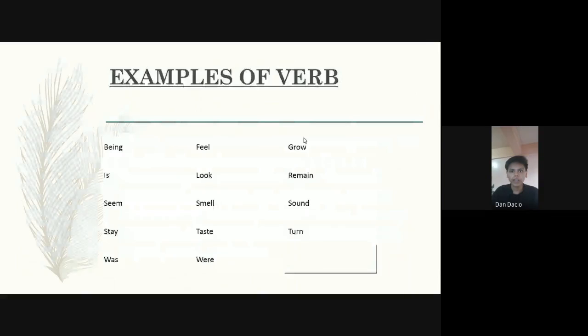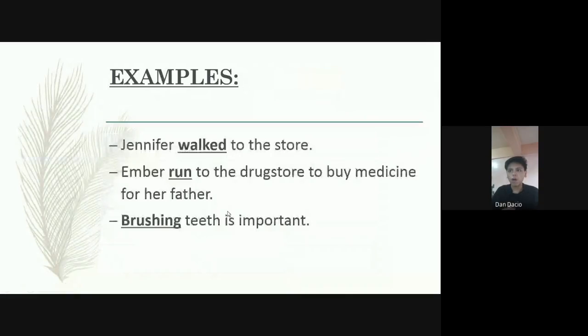Okay, so these are the examples of verbs. So let's try to use it in a sentence. So examples, Jennifer walked to the store. So the verb used in the first sentence is walk. Next is Amber ran to the drugstore to buy medicine for her father. So the verb used in the second sentence is run. Third sentence is brushing teeth is important. So the verb used in the third sentence is brushing teeth.